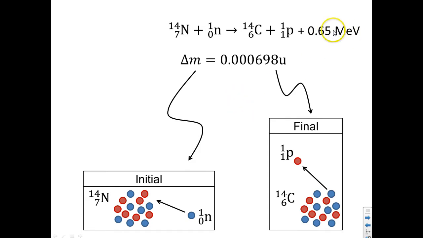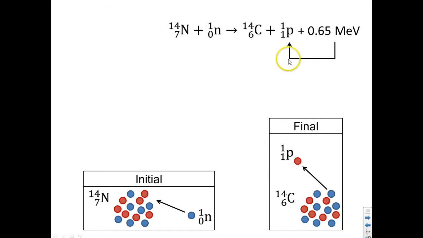So 0.65 mega electron volts, guess where that's given? That's going to be given to the proton. So it's now got some kinetic energy as well. So we can add that to the drawing.